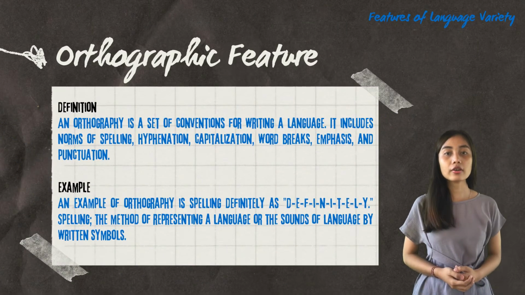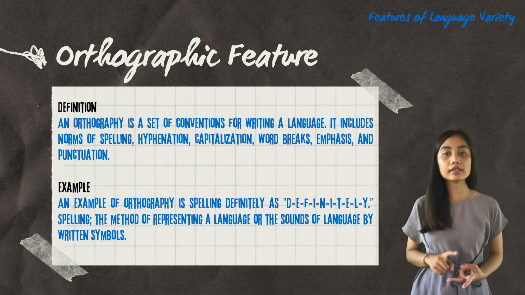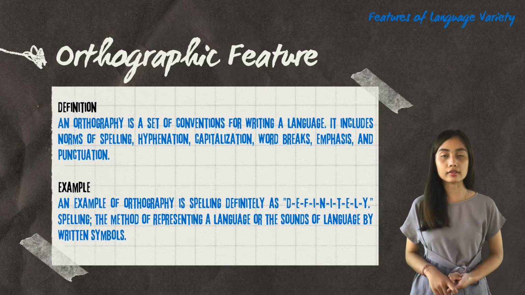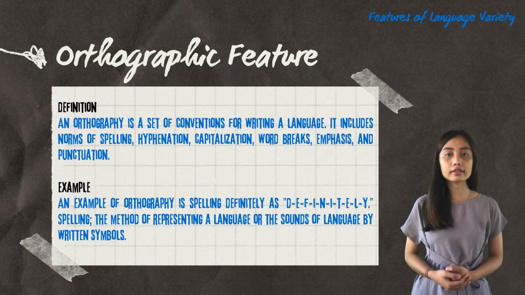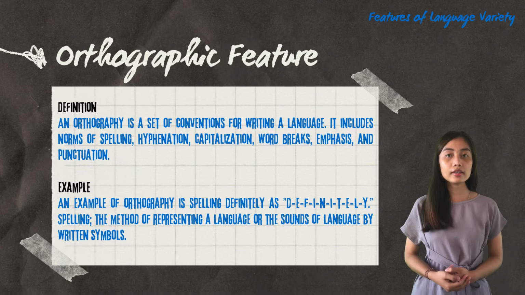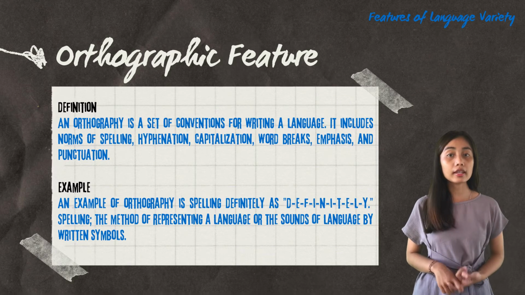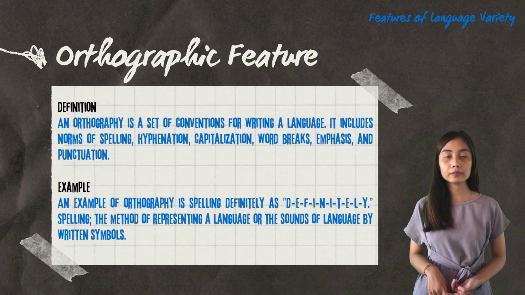Orthographic features. An orthography is a set of conventions for writing language. It includes norms of spelling, hyphenation, capitalization, word breaks, emphasis, and punctuation. An example of orthography is spelling definitely as D-E-F-I-N-I-T-E-L-Y. Spelling is the method of representing a language or the sounds of language by written symbols.